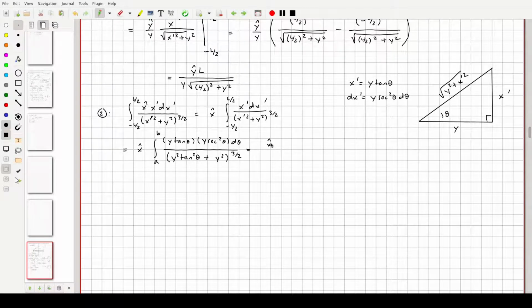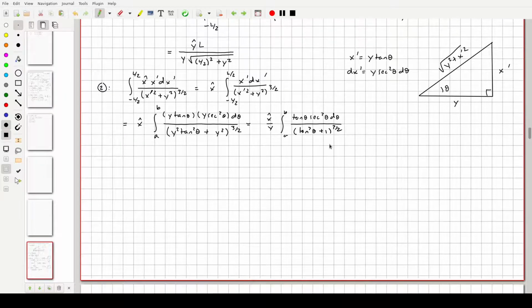And again, this becomes a secant squared of theta. You raise that to the 3/2 power, it's secant cubed. This is secant squared. And as we argued earlier, this really is just sine. Okay? So we're integrating this.